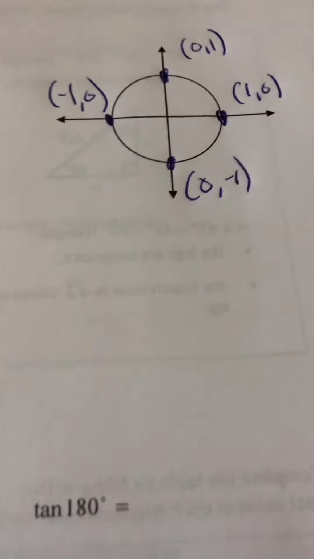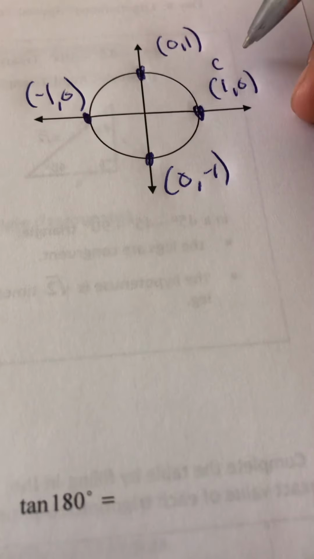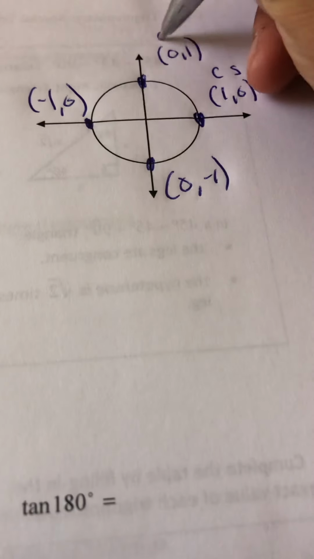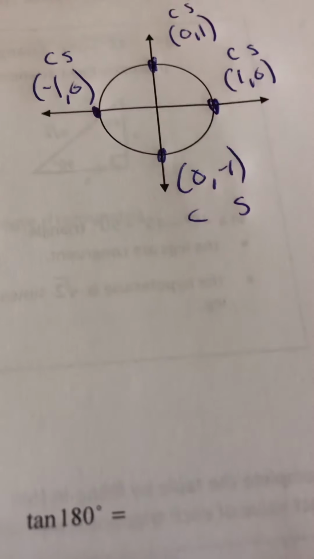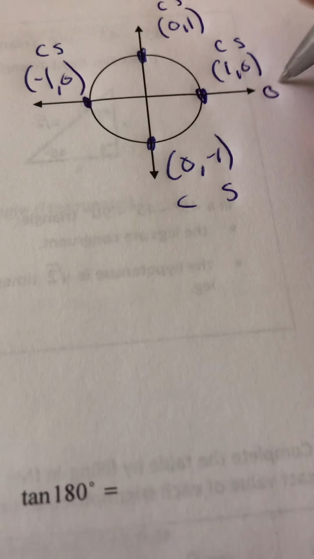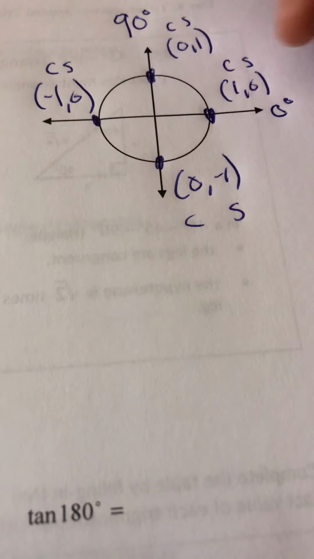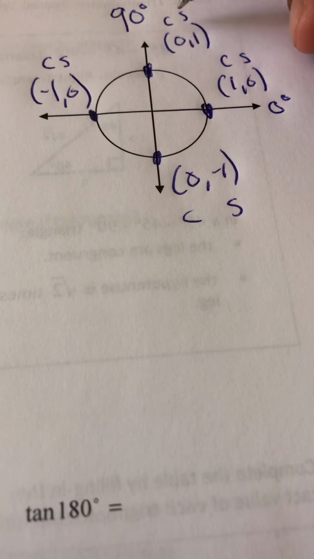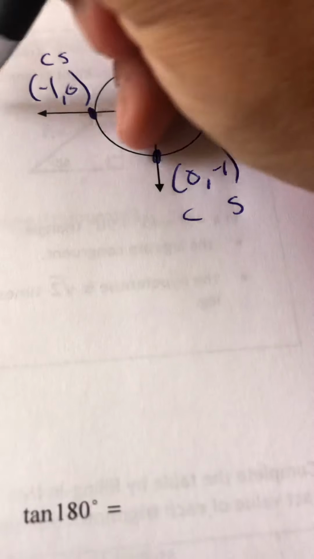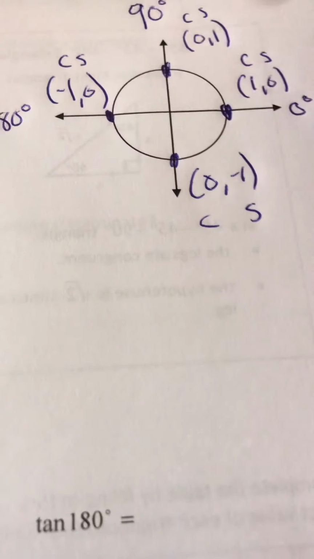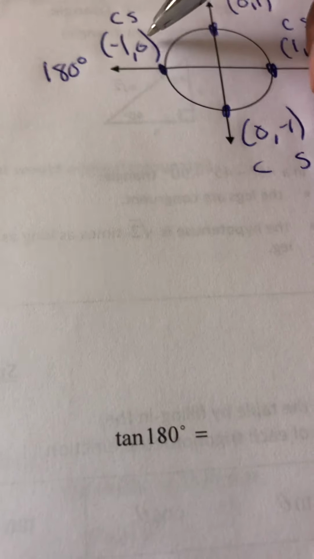Now, these aren't known as x and y, but they are also known as cosine, sine. Now, this right here is a 0-degree angle. There would be 90 degrees. So at 90 degrees, cosine is 0, sine is 1. This one would be 180 degrees. So at 180 degrees, cosine is negative 1, and sine is 0.